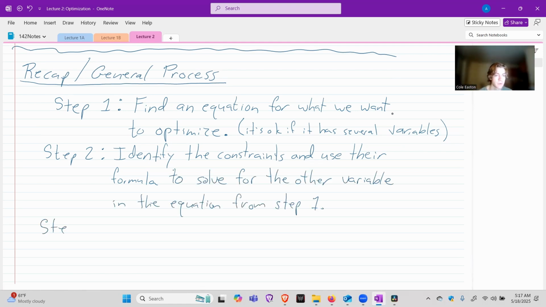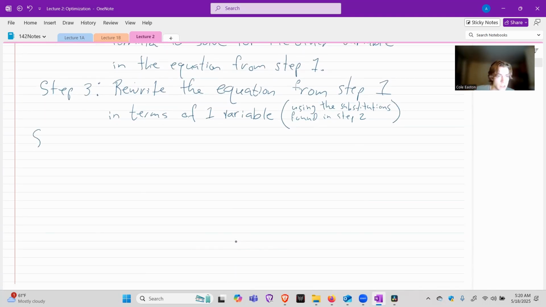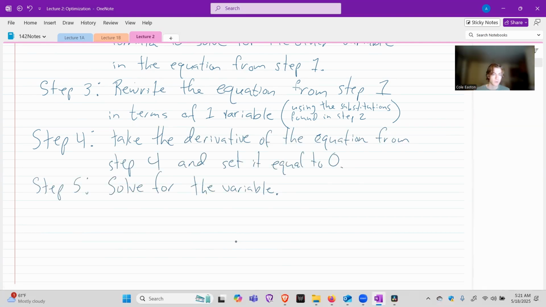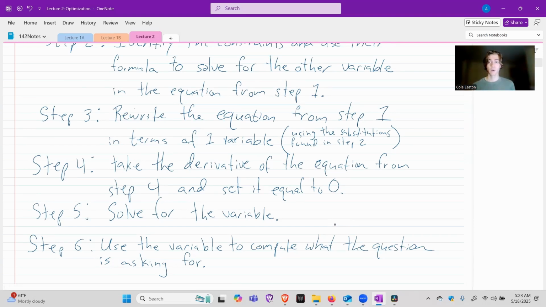Then our third step is going to be rewrite our optimization equation in terms of one variable. Our step 4 is going to be to take the derivative of our optimization equation and set it equal to 0. Step 5 is going to be solve for our variable. And then remember that that doesn't mean we're done, because we have one more step, and that is step 6, which is to use the variable to find what the problem is asking for. So that's our general process, and you should refer to this when you're solving the questions on the web work.